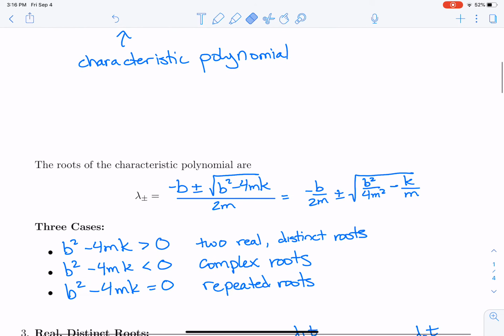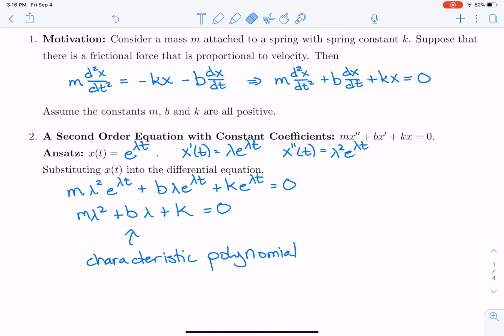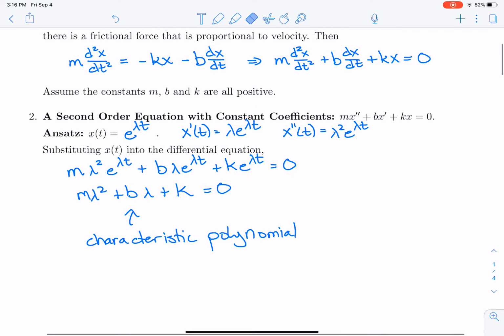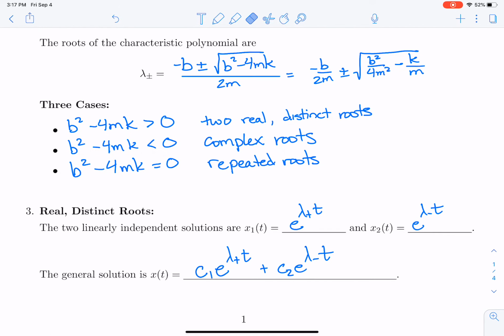That is the case when we're looking at a mass spring system with a frictional force. M stands for mass, and then I've given direction to the constants b and k using those negative signs. So we have m, b, and k are all positive. Well, if m, b, and k are all positive, our question is what about lambda plus and lambda minus? Are those all going to be positive or negative, or maybe one's going to be positive, one's going to be negative.